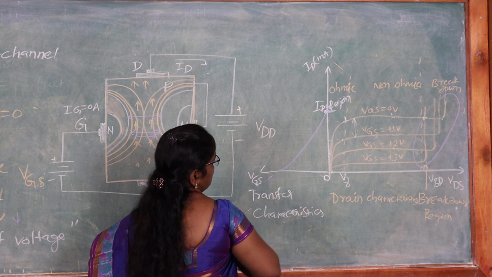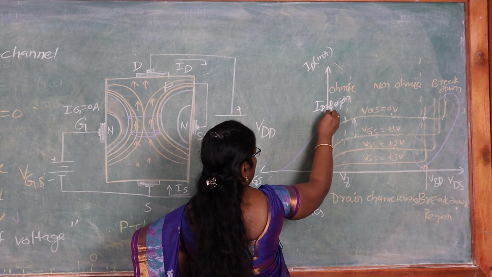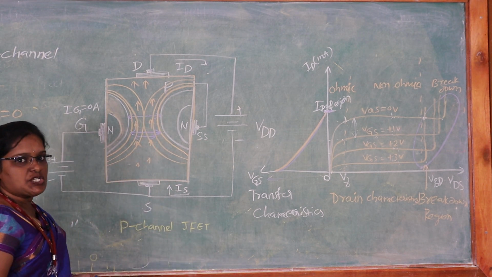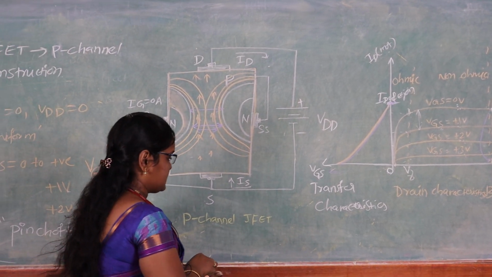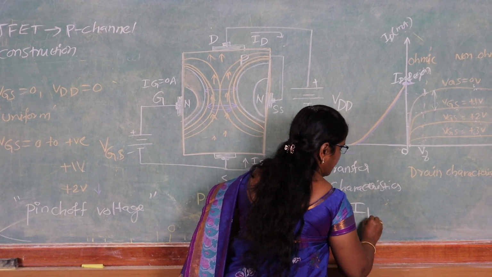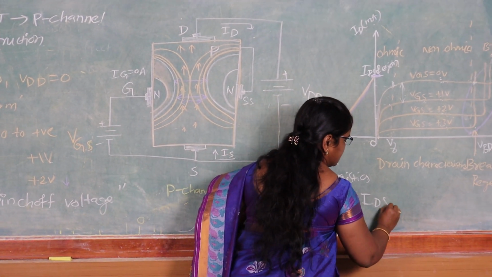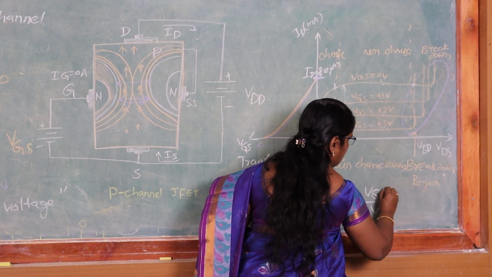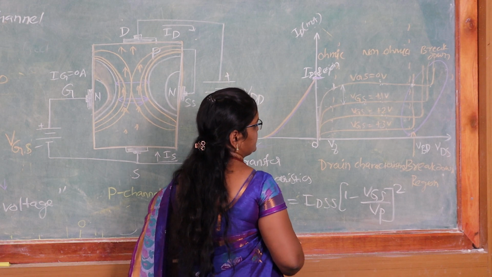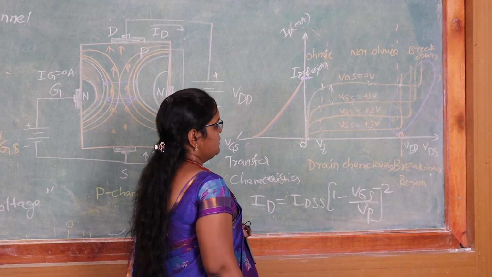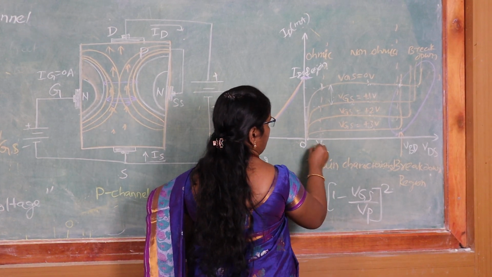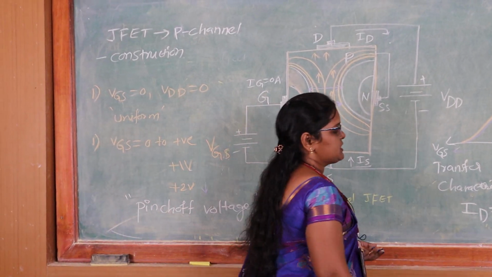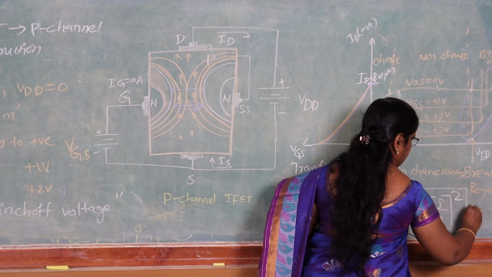At a particular voltage, the complete current is going to be reduced. This relation is given by Shockley, and that Shockley equation is written like this: drain current ID is equal to IDSS into (1 minus VGS by VP) whole square. This is called pinch off. So this relation is called the Shockley equation.